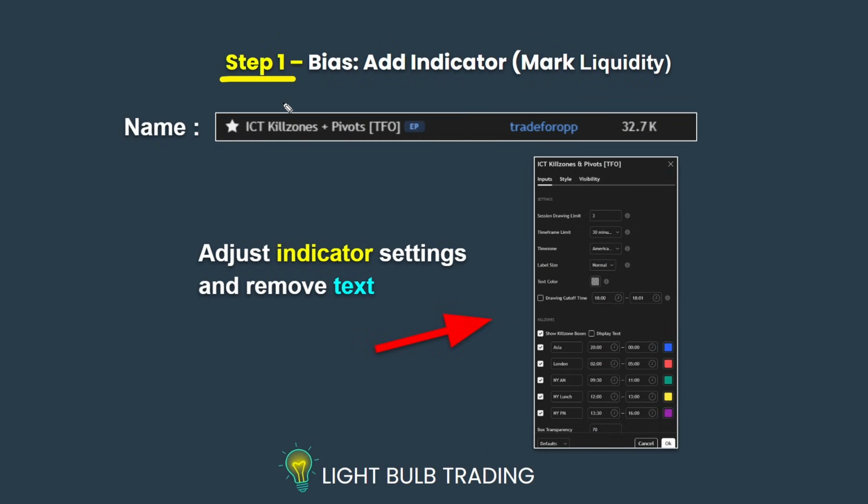For step number 1, we're going to add this indicator called ICT Killzones and Pivots. You're going to go to tradingview.com and in the indicator section type in this, and it's by TradeforOpp.